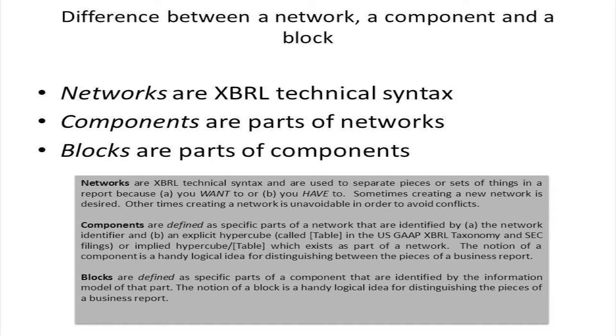So a component is defined as a specific part of a network that is identified by the network identifier of the network and the hypercube, the explicit hypercube, or an implied hypercube that groups a piece of the network. So the notion of a component is a handy logical idea that is used to distinguish between the pieces of a business report. And it's basically a network plus a table or a hypercube.